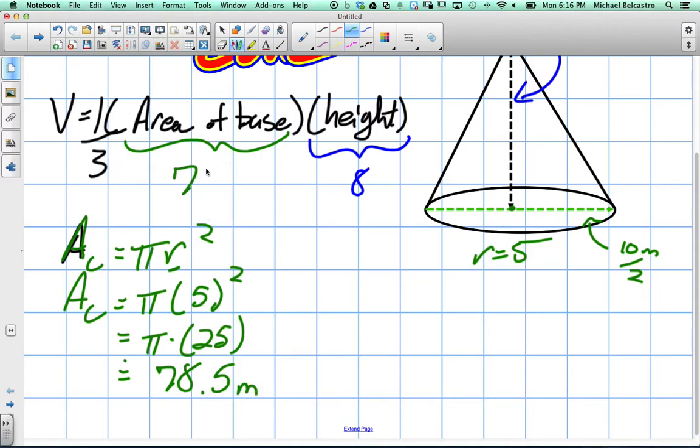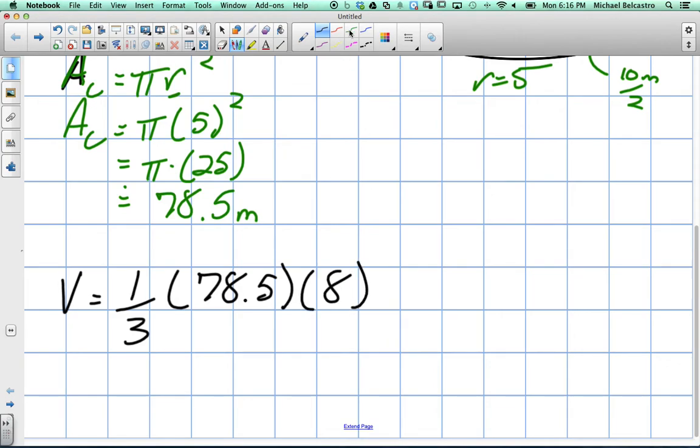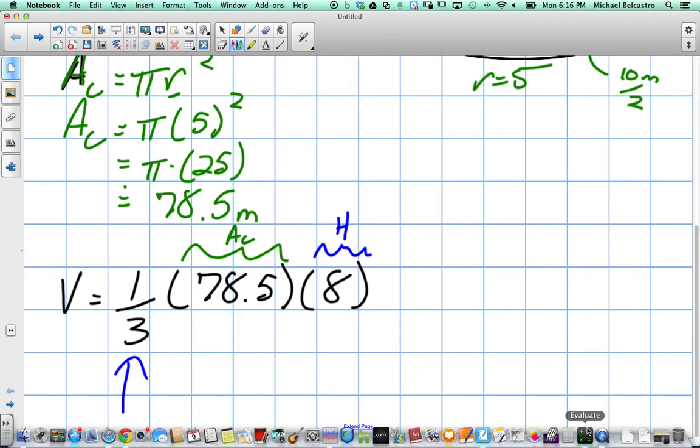Okay. 78.5. So I've kind of plugged some values in, but I'm going to rewrite this so it's a little easier to look at. Volume is equal to 1/3, okay, times our 78.5, that was the area of the base, times our 8, which was the height, right? We'll go area of the circle, and this was the height. And for any volume of a pyramid, we have to multiply by this, okay? So really straightforward from here, we're just multiplying stuff.